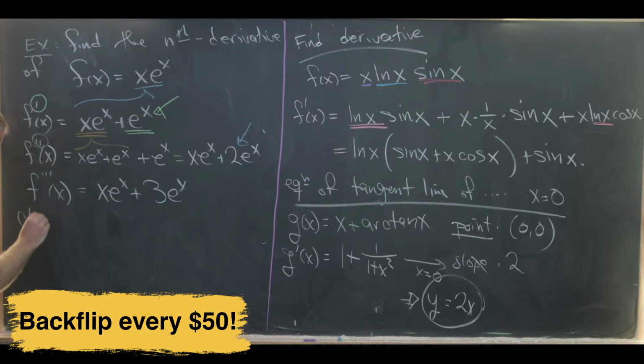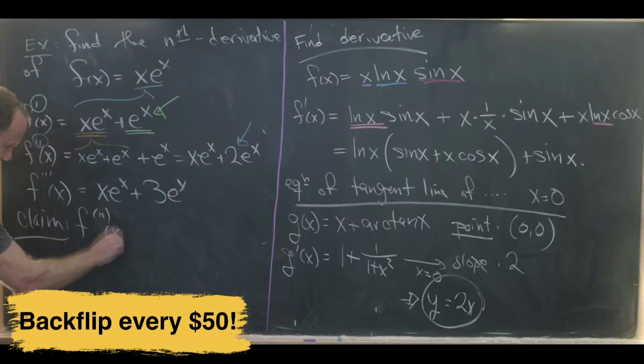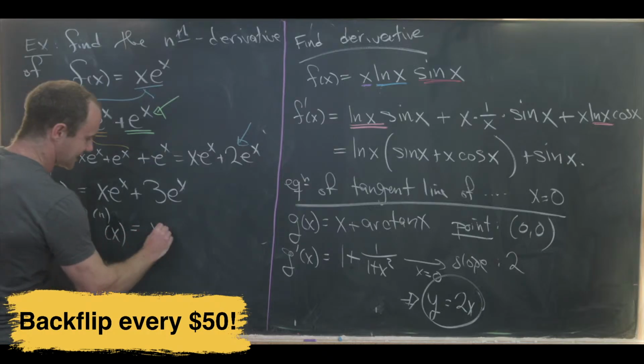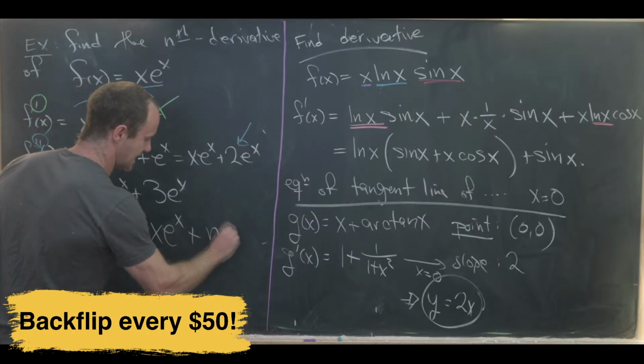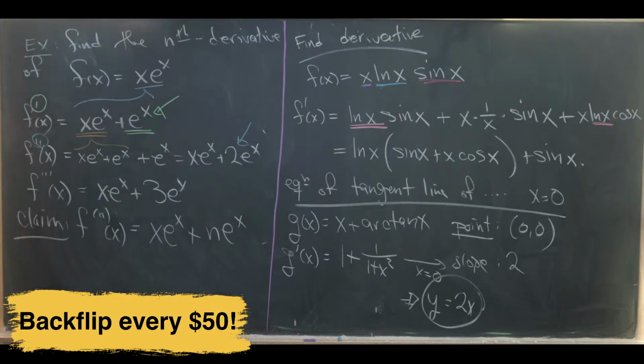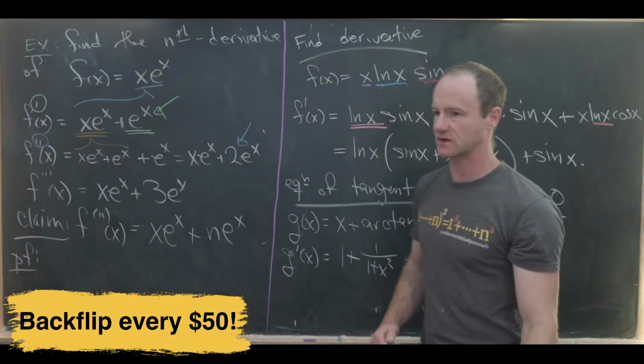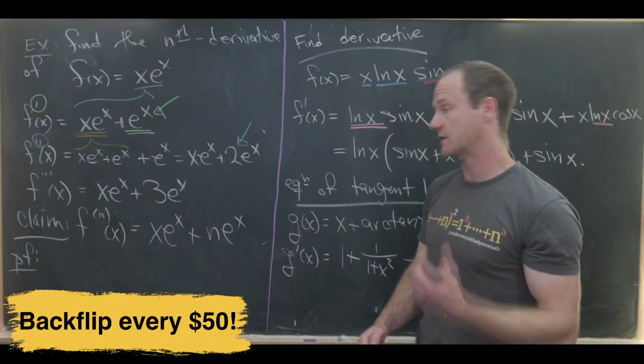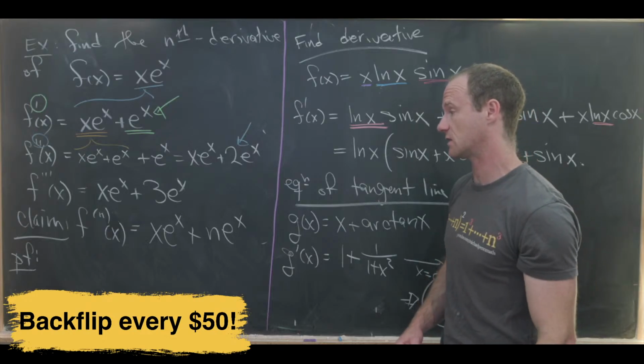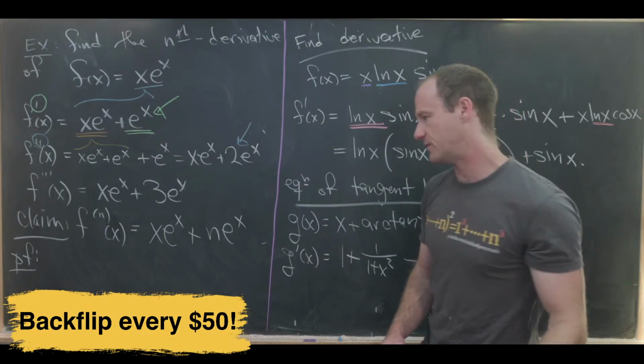So you might finish this thing off by saying, claim: the nth derivative, which I might denote like this, is equal to x e to the x plus n times e to the x. And then how would you prove this? Well, like I said, depending on the expectations of the class, you may not really have to prove something like this because it's a class at a low level. But you could do it maybe with induction.